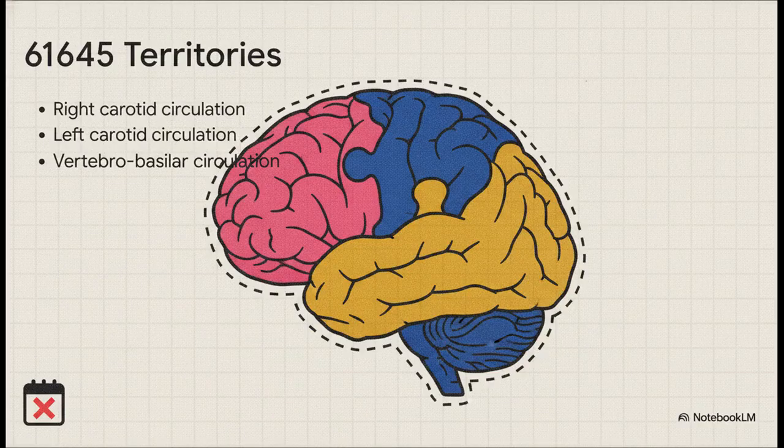Furthermore, instead of being bound to a calendar day like the body codes, 61645 is bound to vascular territories. CPT specifically defines 3 intracranial territories: the right carotid circulation, the left carotid circulation, and the vertebrobasilar circulation. You report 61645 only once per defined territory, regardless of how many individual arteries within that specific territory the physician had to treat.